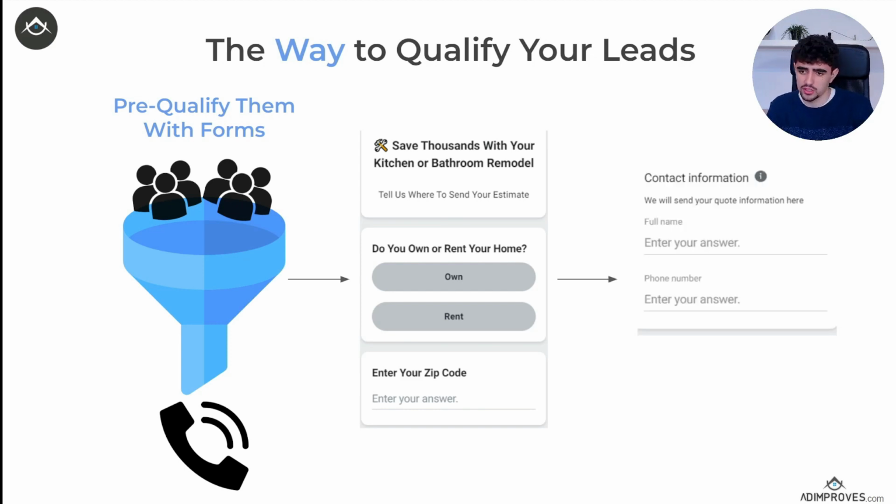You can ask for their zip, and then you can ask them for their contact information, so you can later call them, right? But this is the standard way of qualifying your leads, okay? This is the lazy way, I would say. And you can even get creative with these forms, and ask for more questions without having to lead your leads to an external website, or getting them out of their comfort zone, which is Facebook or Instagram, right?